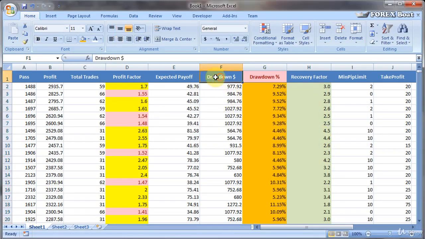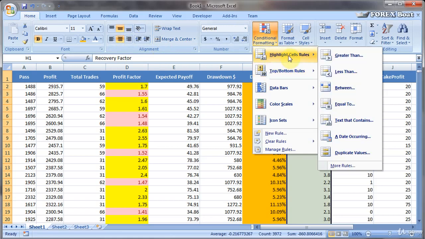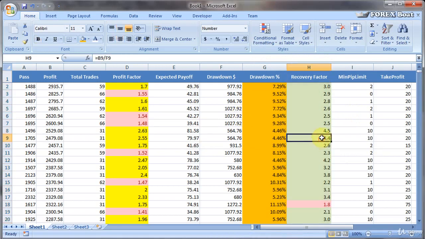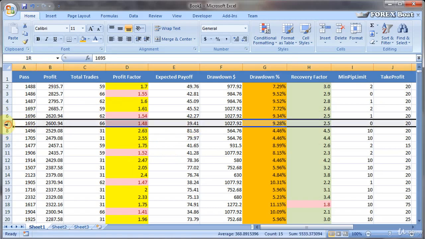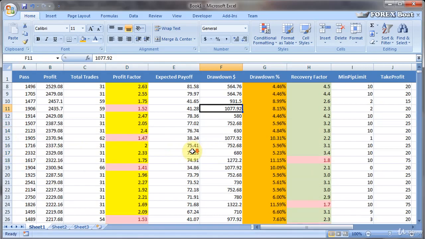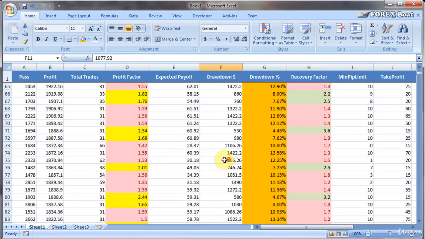Okay, I'm just going to copy the format here. And finally, same thing for the recovery factor. Conditional formatting, highlight cells that are less than 2. So if we scroll down, you will see the red cells are the ones that don't fit the criteria, and therefore the associated backtests or sets of parameters representing those backtests should probably not be considered for a demo or especially live real trading.